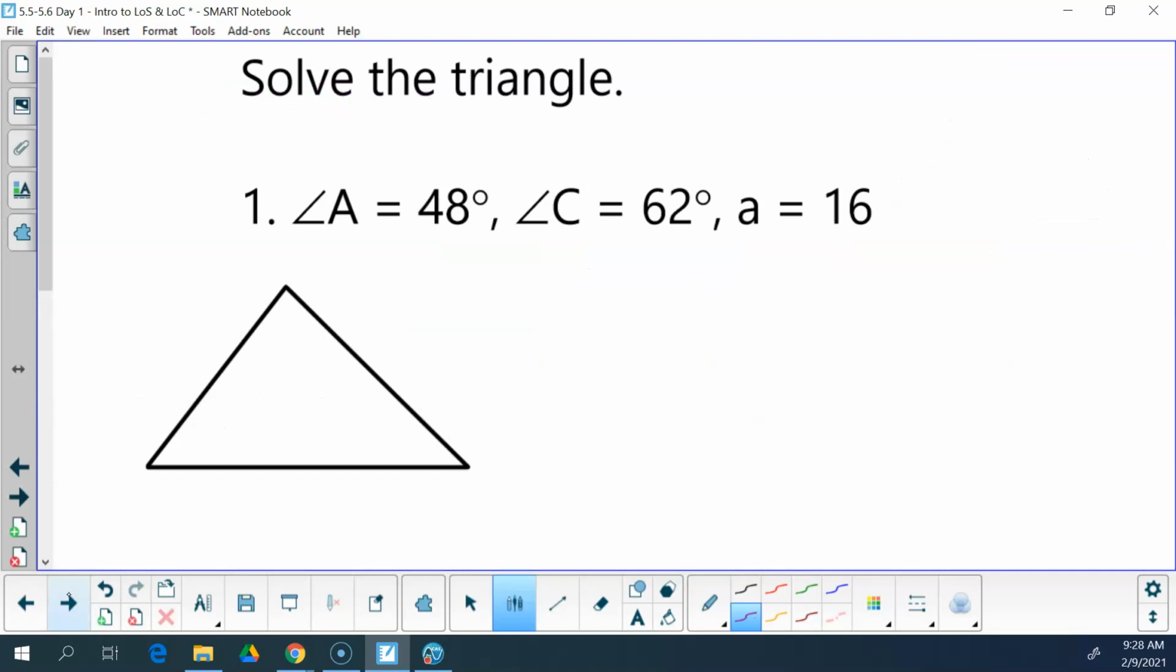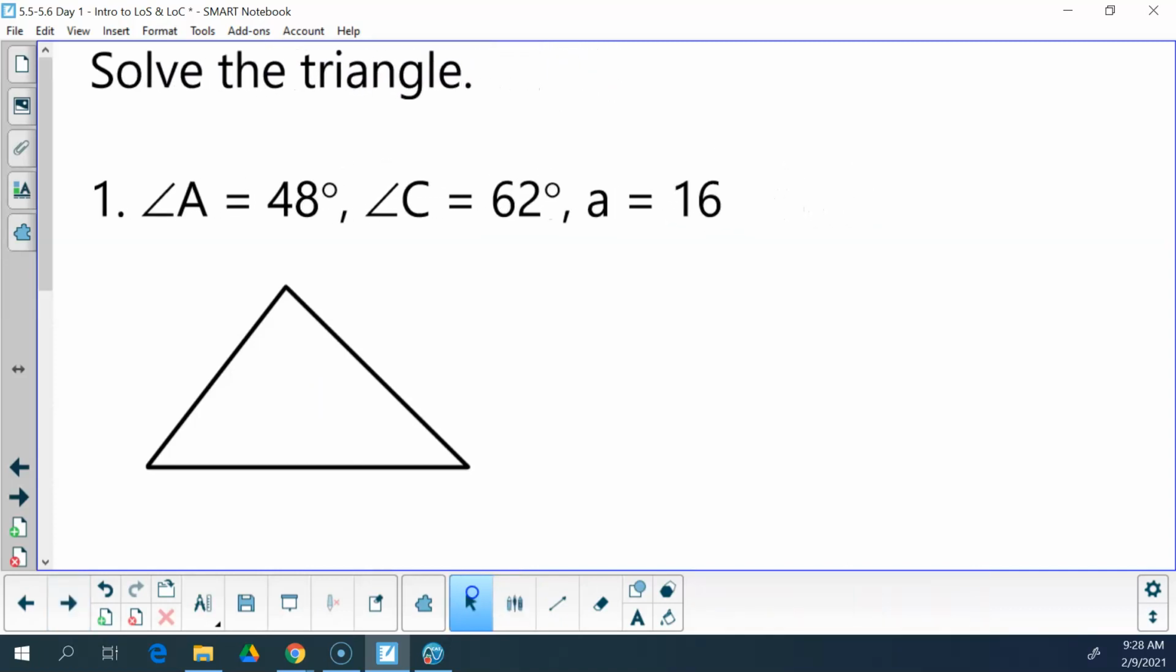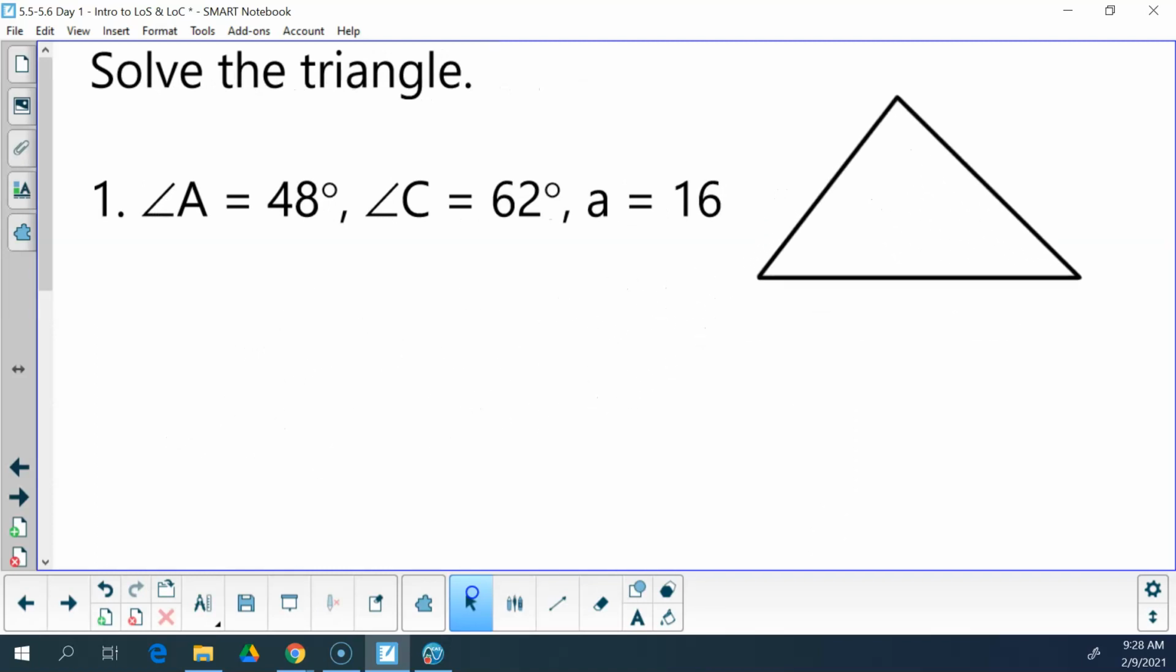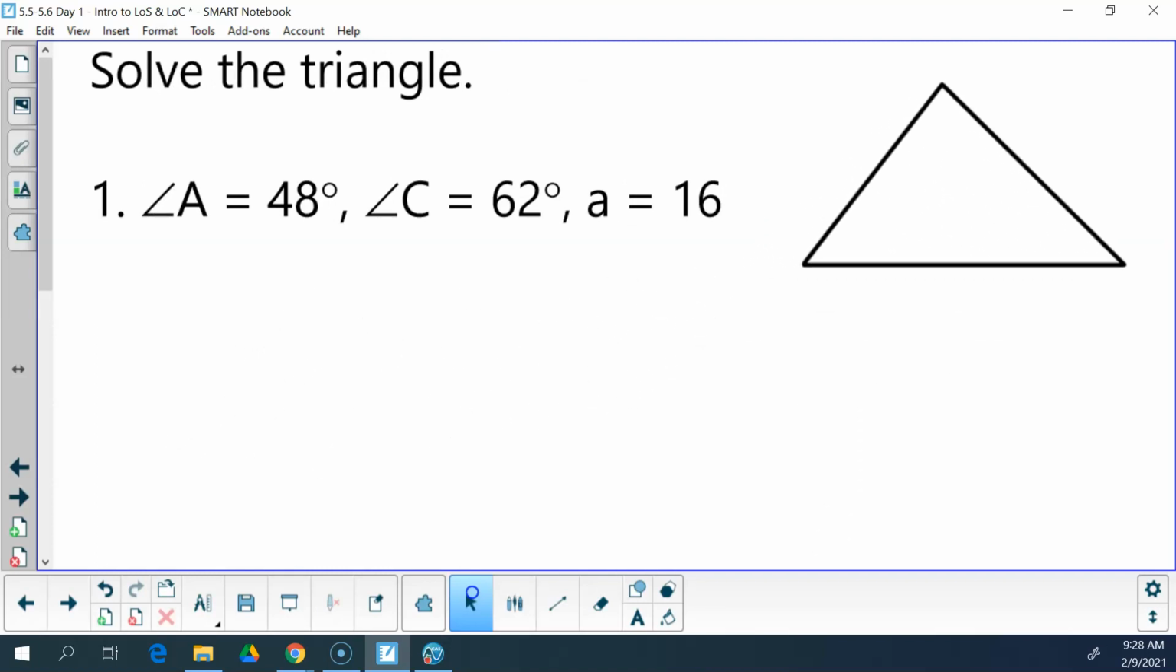All right, let's dive right into it. This is example number 1, top of page number 2. It says solve the triangle. Solving the triangle means we need to find all of the missing angles and all of the missing sides. You can draw yourself any old triangle.